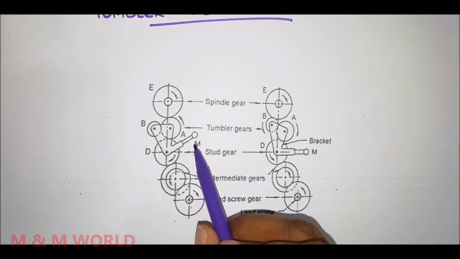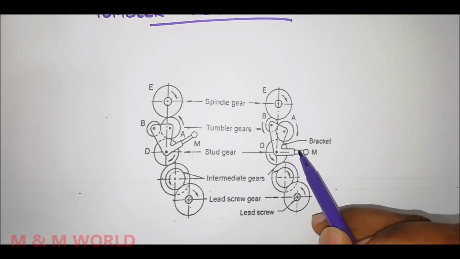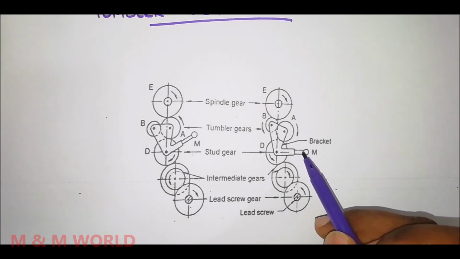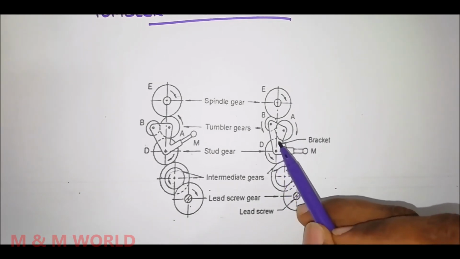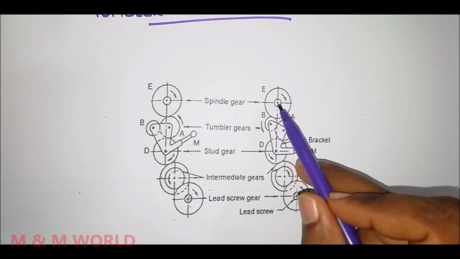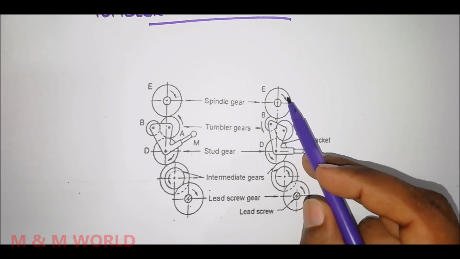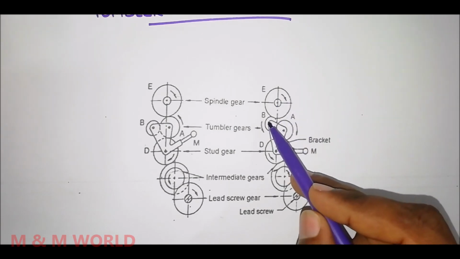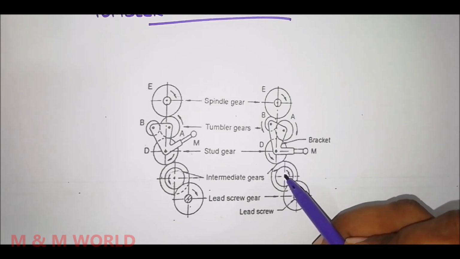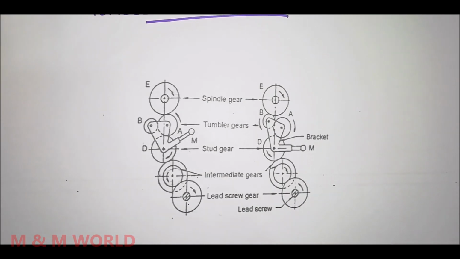And when the lever M is shifted downward, looking into this figure, so when it is shifted downwards, what will happen? The gear B is engaged with the spindle gear E, and the power is transmitted from the spindle gear E to B, then to A, then A to the stud gear D, then from there to the intermediate gear, and then at last to the lead screw gear.